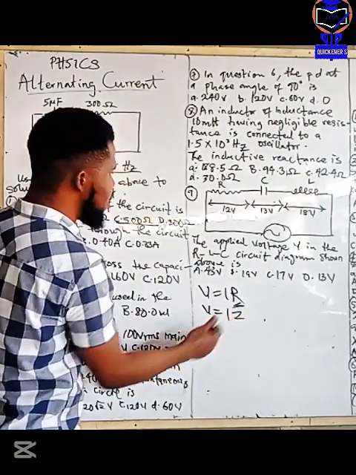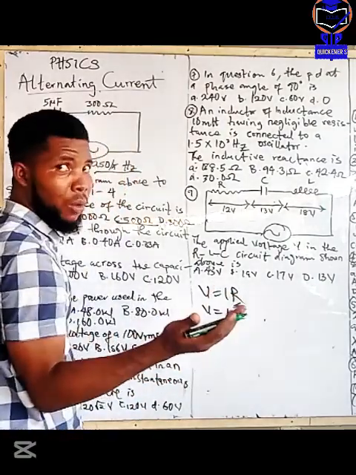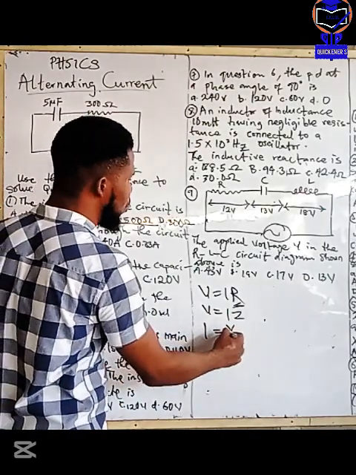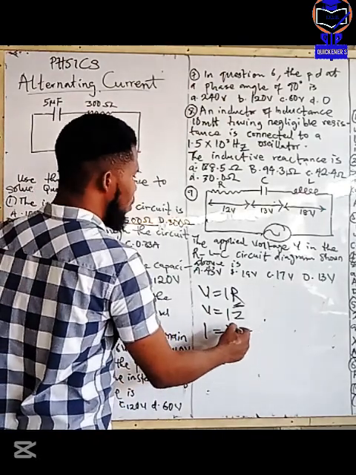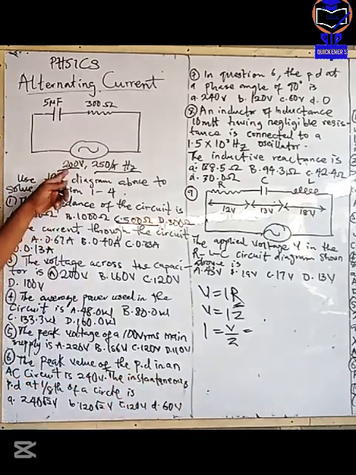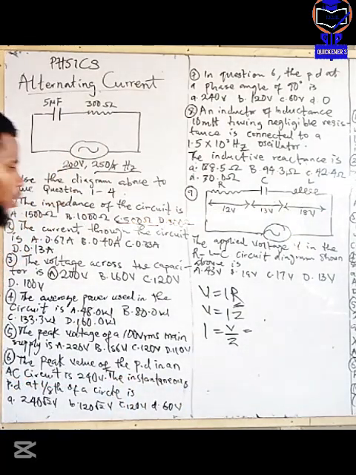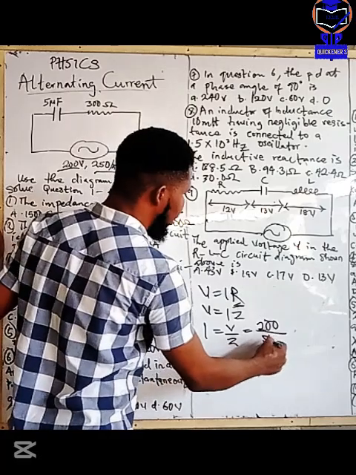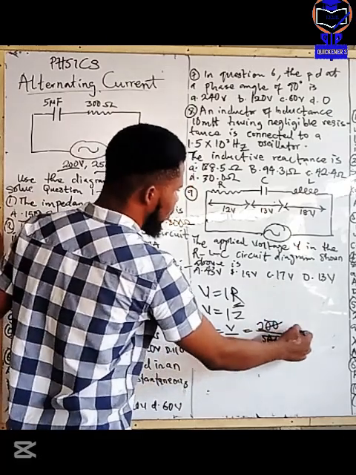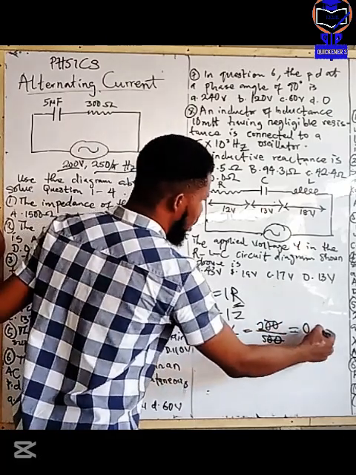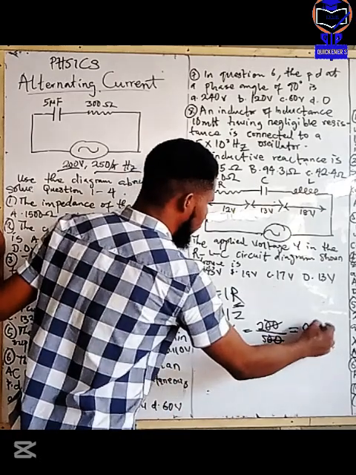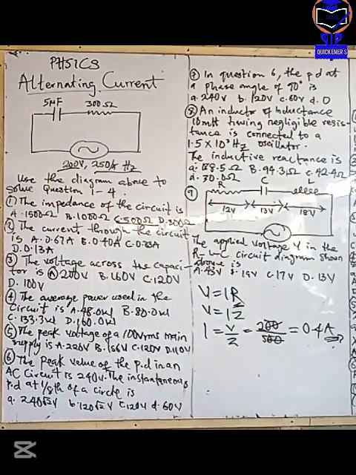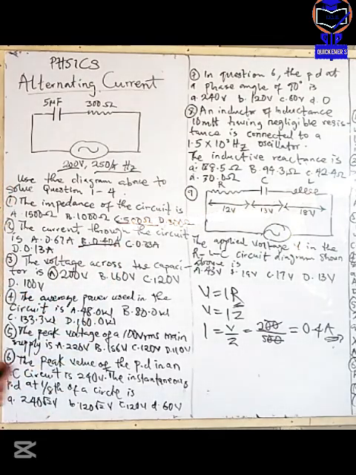So Z is already given as 500, which is what we calculated earlier. Why I is what we're looking for. So I is equal to V over Z. V is the root mean square voltage, which is 200. So 200 volts over 500. This 0 will cancel 0. 2 over 5 is 0.4 ampere. 0.4 ampere. Option what is that? Option B. Can you see how easy this thing is?